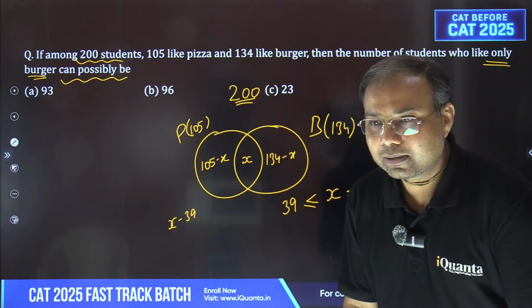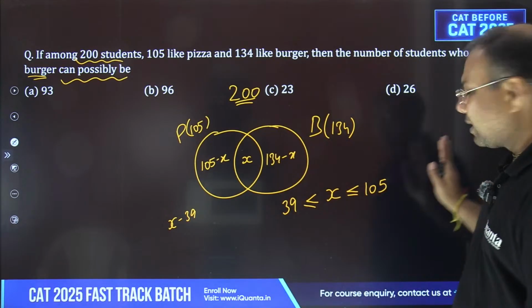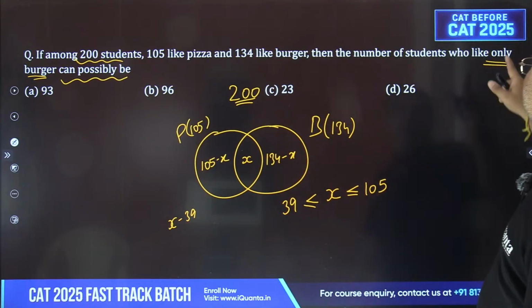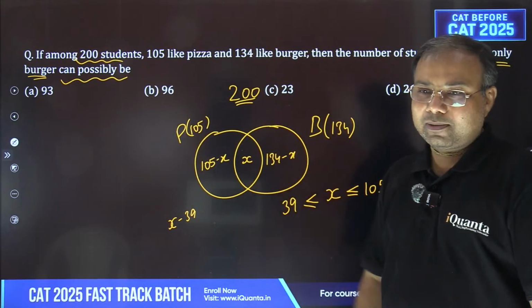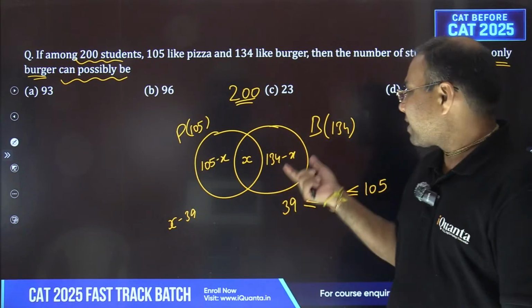Is that clear? So that was the only thing. Now the question is asking about the only burger part. The only burger part is 134 minus X. ठीक है ना? This only burger part is 134 minus X.